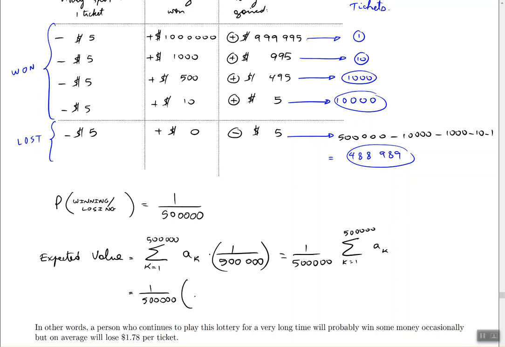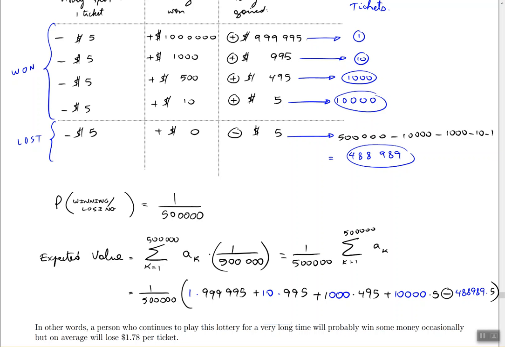So there's one ticket that wins the grand prize, 999,995. There are 10 tickets that win the next best thing, so 995. There are 1,000 that win the third prize, 495. There are 10,000 that win the $5, and there are a lot of losers. There are 488,000, so that's why I'm putting a minus. They lost the $5. Okay, so is that making sense?